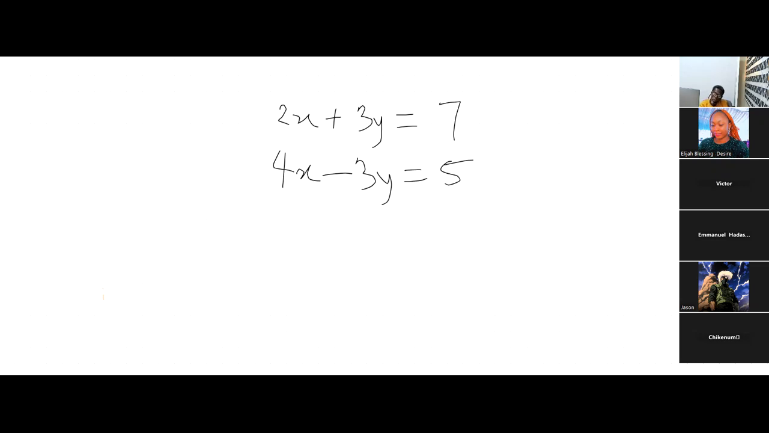Everybody, now go ahead and solve it on paper. You will snap and let me see it here. Use your own white screen. Solve it and let me see it.